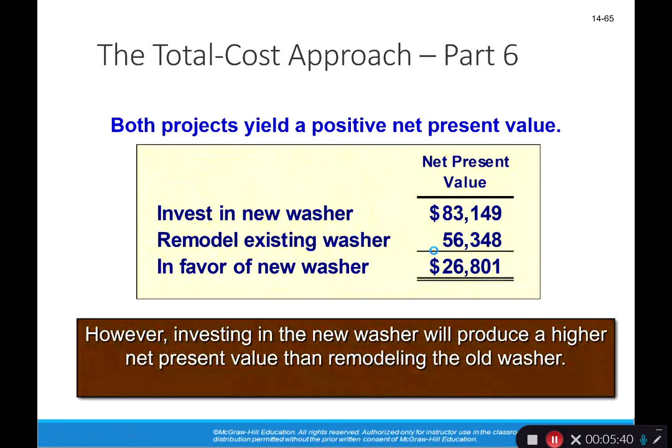So if we compare the net present value, there is a higher net present value for the new washer, so we would be in favor of the new washer. However, that doesn't take into account the fact that there's more of an initial investment needed. So if money is short, we may decide that remodeling the existing washer is the way to go. But if we compare the NPV and make our decision based on that, investing in the new washer is preferable because it has a higher NPV.